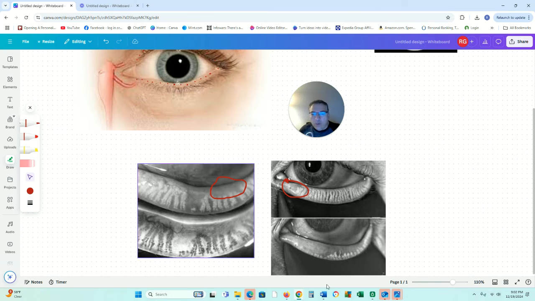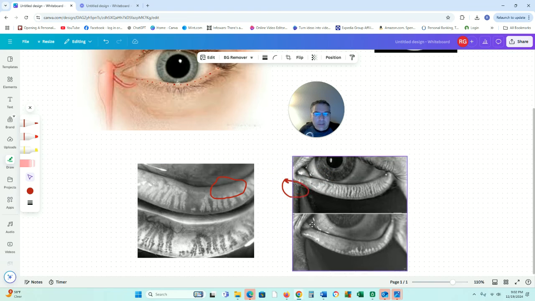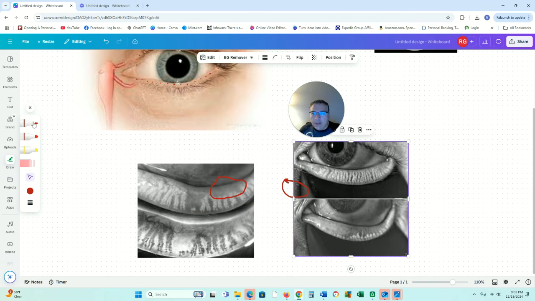In this example right here, we see that this particular patient has lost most of their Meibomian glands. We see very little oil remaining in this area. Again, if I erase that, we can see this person has a very thin amount of oil coming from these glands. We want to avoid this, but we especially want to avoid this.